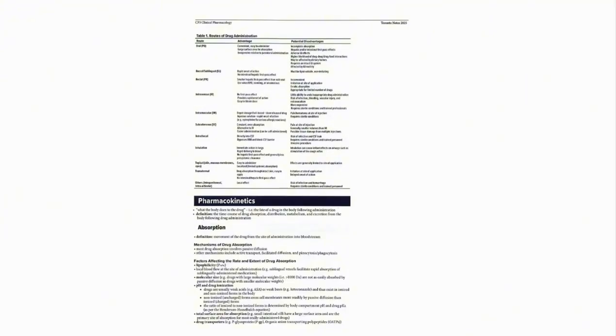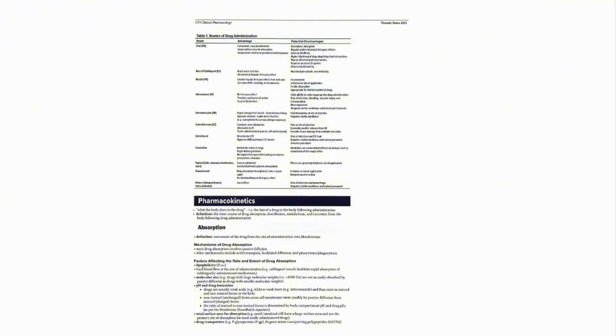The second route is the buccal or sublingual route, where medications are placed inside the cheek or underneath the tongue. This route provides a rapid onset of action because drugs are absorbed directly into the bloodstream through the oral mucosa. Importantly, it avoids first-pass metabolism, increasing bioavailability.